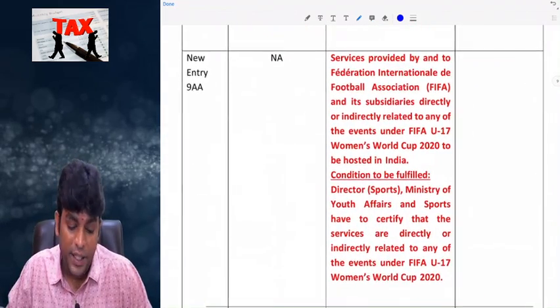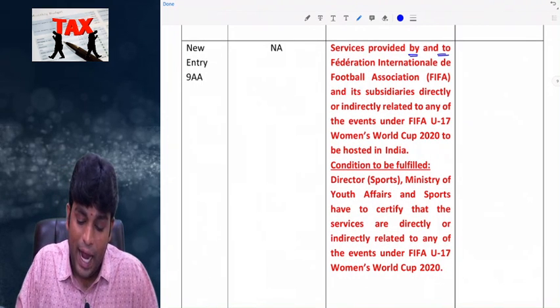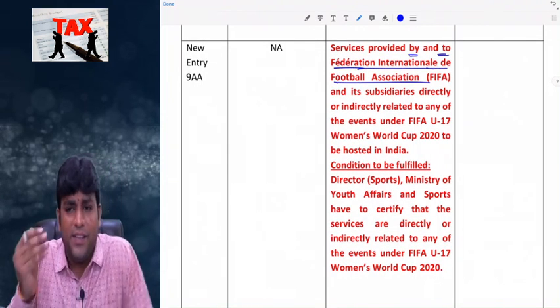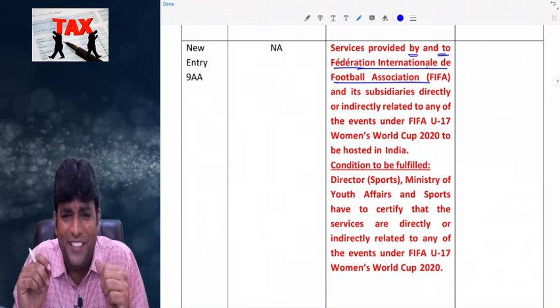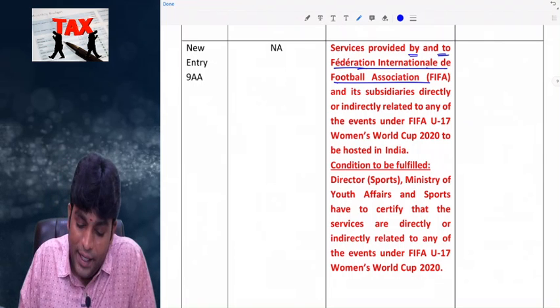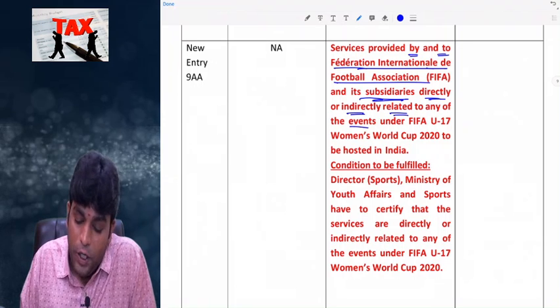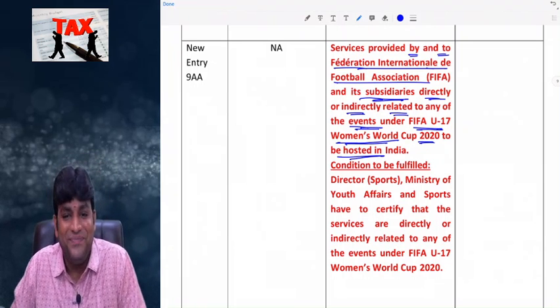Next, new entry 9AA. Services provided by and to FIFA. That means services by FIFA or to FIFA. Football, Manchester, we know that, right? Services provided by and to FIFA and its subsidiaries, directly or indirectly related to any of the events under FIFA Under 17 Women's World Cup 2020 to be hosted in India.